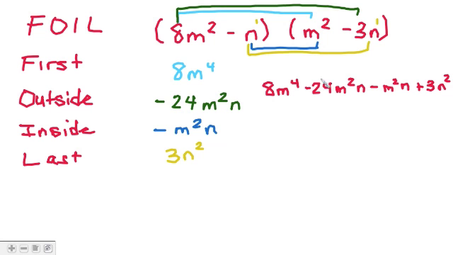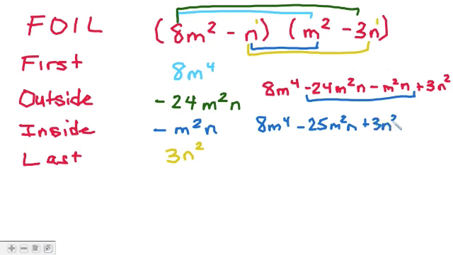Well, I see I can combine these terms right here. Negative 24 minus 1 will give me negative 25. Can't do anything with this. 8m to the 4th minus 25m squared n, and we can't do anything with that last value either, so we just slide that on over. All right, and that's how that goes. Let's try one more.